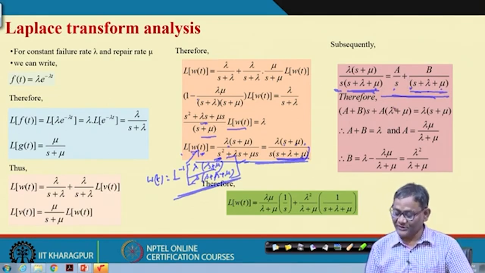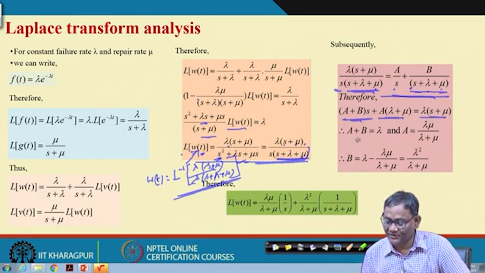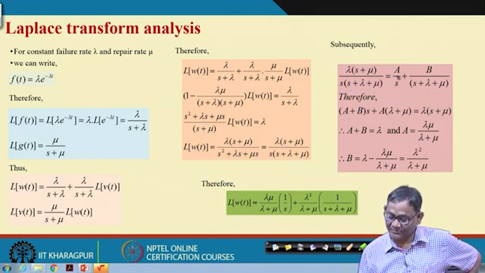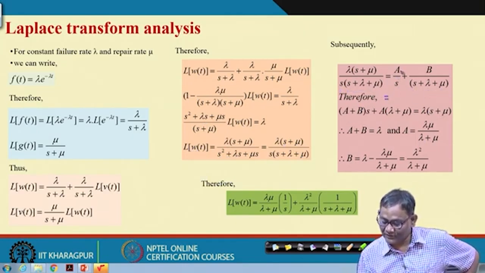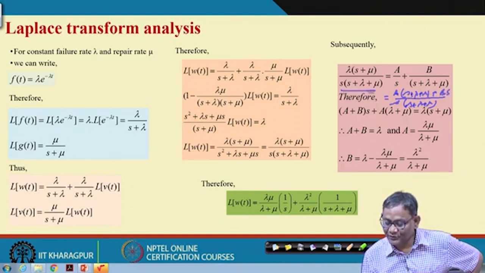So, now if you solve this equation, what will happen ultimately? You will find out A plus B, into S, into A lambda plus mu equals this, and here A plus B will be equal to lambda, because the S terms will be compared and the remaining terms will be compared. Okay. So, you may be wondering how it is coming. What you do basically is, the right hand side you can write as S plus lambda plus mu in the denominator, and on the top, A into S plus lambda plus mu plus B S, with the denominator the same.